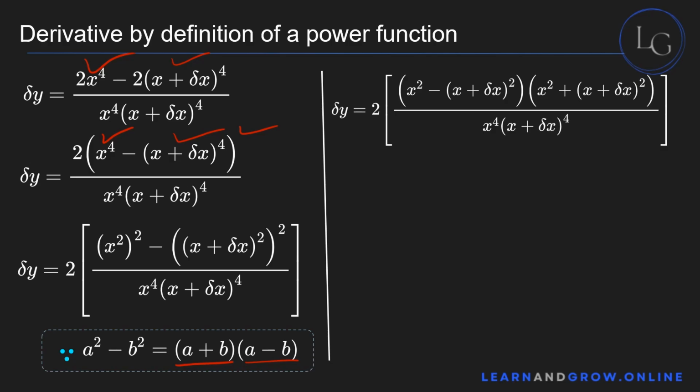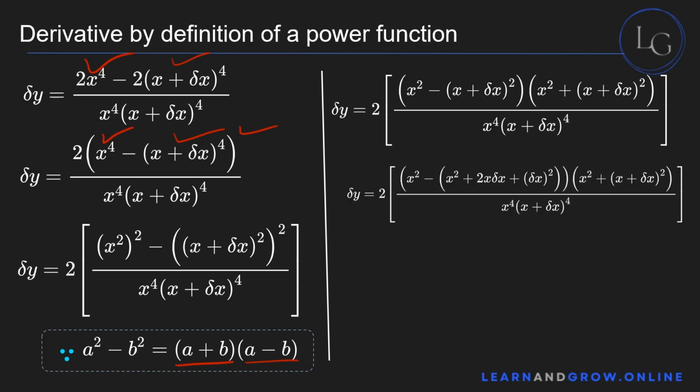And so now what you'll do is you'll expand the x plus delta x whole square terms in both of these. So you'll expand this and you'll expand this, and you'll apply the algebraic identity, which was that a plus b whole square is equal to a square plus 2ab plus b square. And when you apply this algebraic identity on this, you'll get x square plus 2x delta x plus delta x whole square.